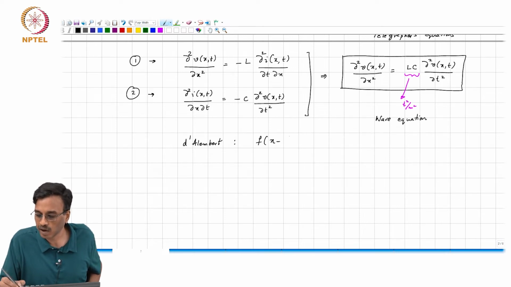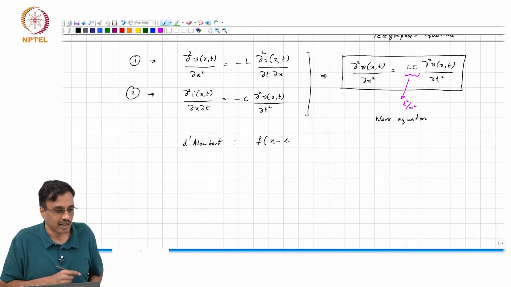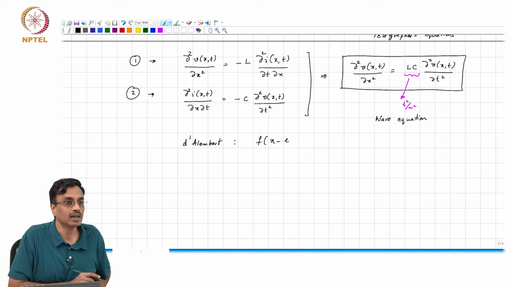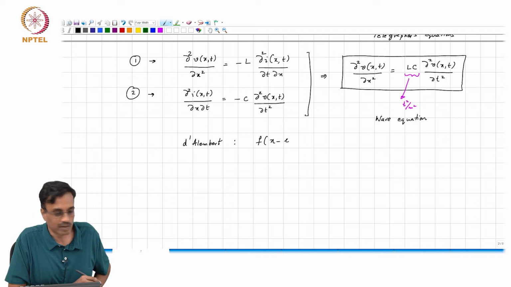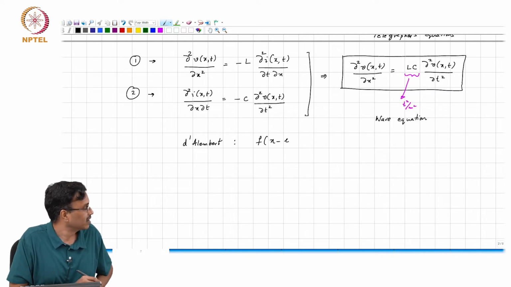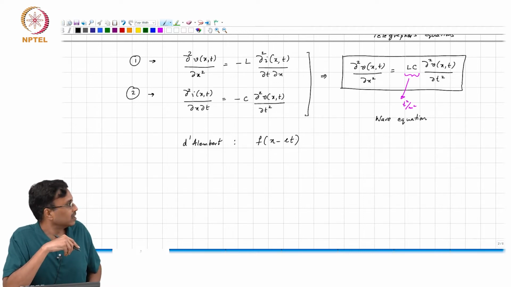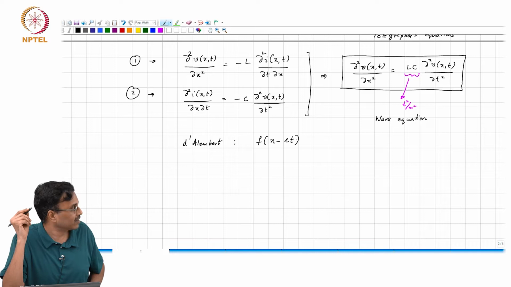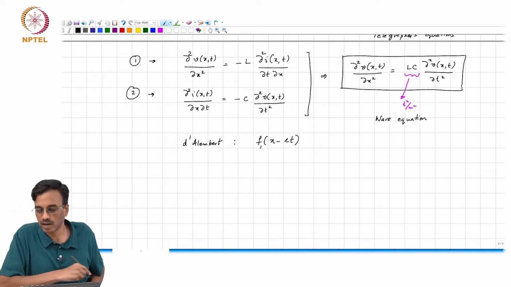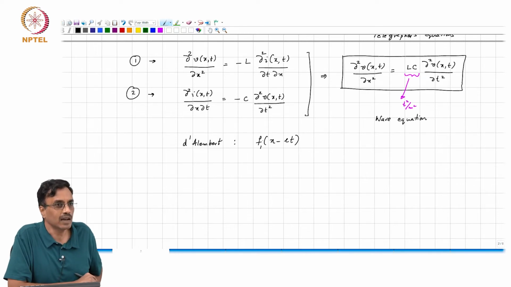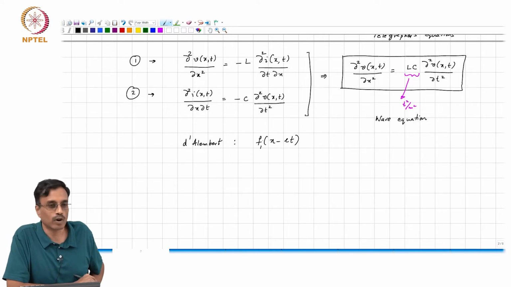f of x minus c t, where this c is not to be confused with the C of the LC. As you can see, we are running out of letters here. So this is f of x minus ct. He claims that any function of this form, f1 of x minus ct, satisfies the wave equation, and well, who are we to argue with a great man?